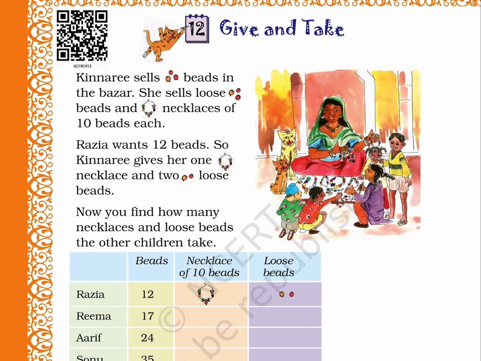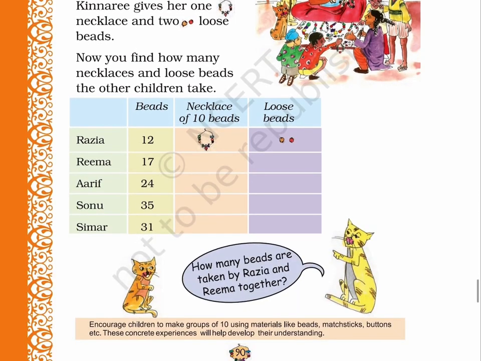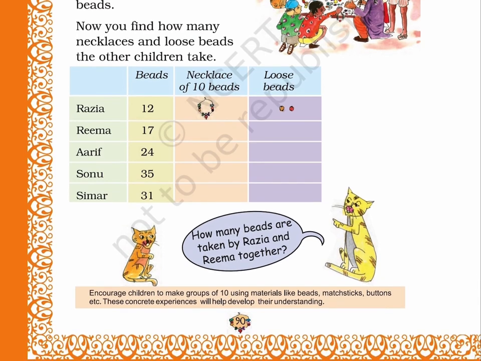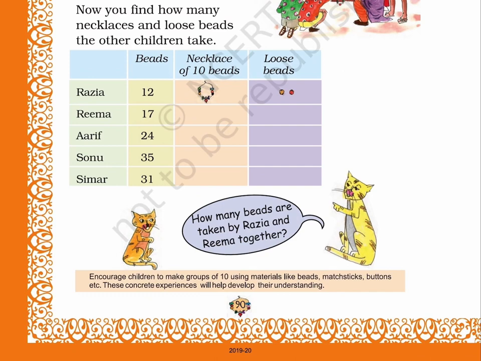Question 1. Now you find how many necklaces and loose beads the other children take. There is a table of 5 rows and 4 columns. There is no title of column 1, but column 1 has names of children. Title of column 2 is beads. Column 3 is necklace of 10 beads and column 4 is loose beads. Let's read this table row-wise.